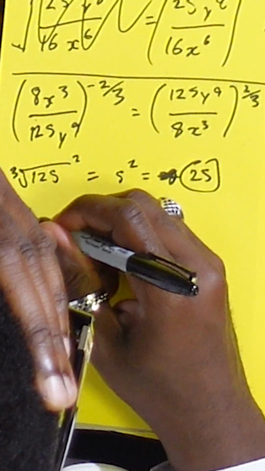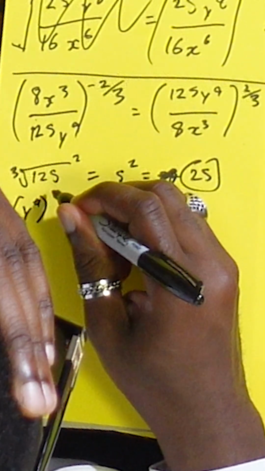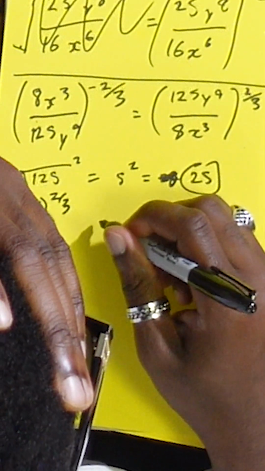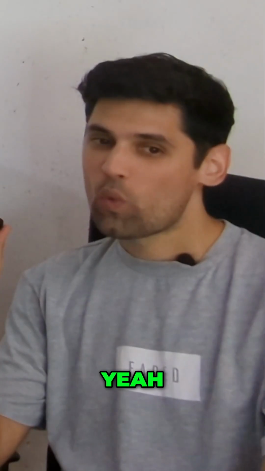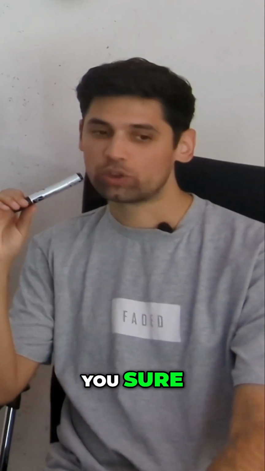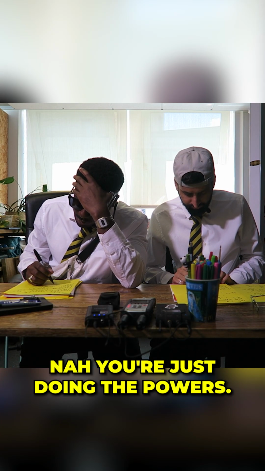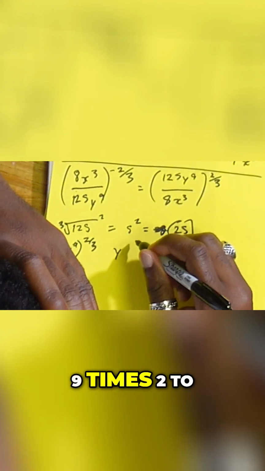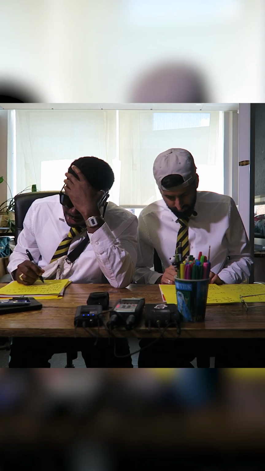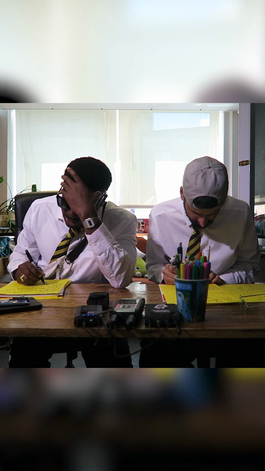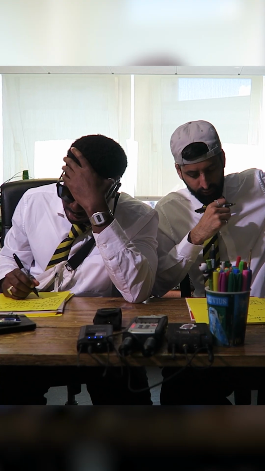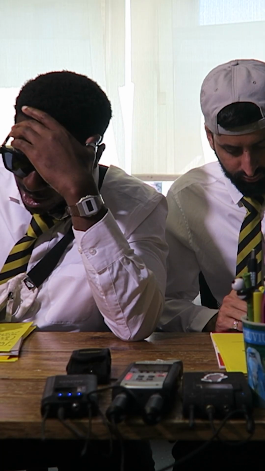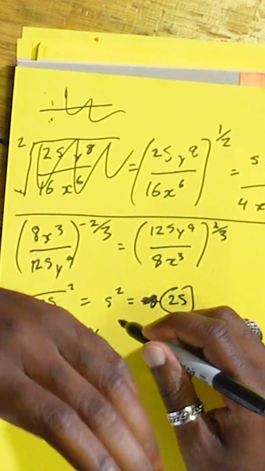Now, y to the 9, brackets, to the power of 2 over 3. So that is the flower power. So we're doing a cube root? You sure? Wait, one second. No, you're just doing the powers. So that's the power of power rule. That's y to the 9 times 2 over 3. So you do the cube root of 9, which is. No, nah, you've done it wrong. It's this one. So you just do the power of power rule.